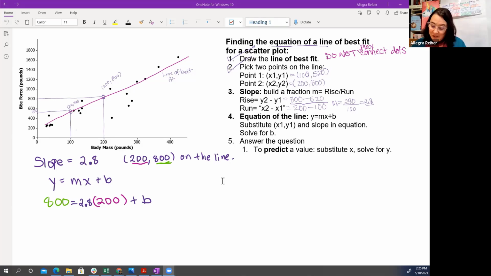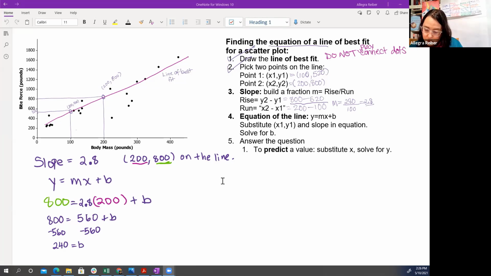So now I do my multiplication. So I have 800 equals 2 8/10 times 200 would be 560 plus b. Now I'm going to subtract from both sides the 560 so that I can isolate b. And I obtain 240 equals b.